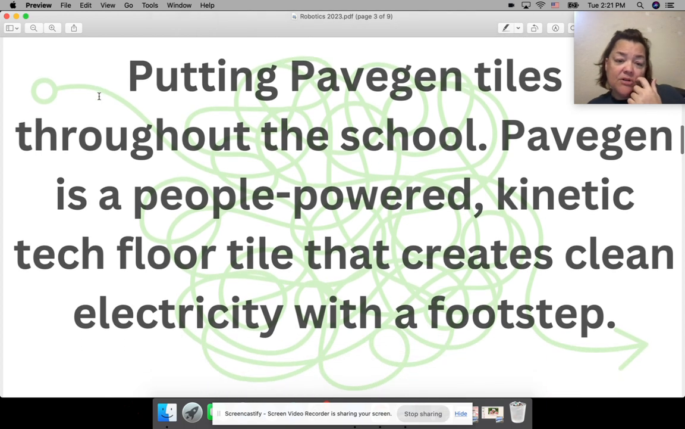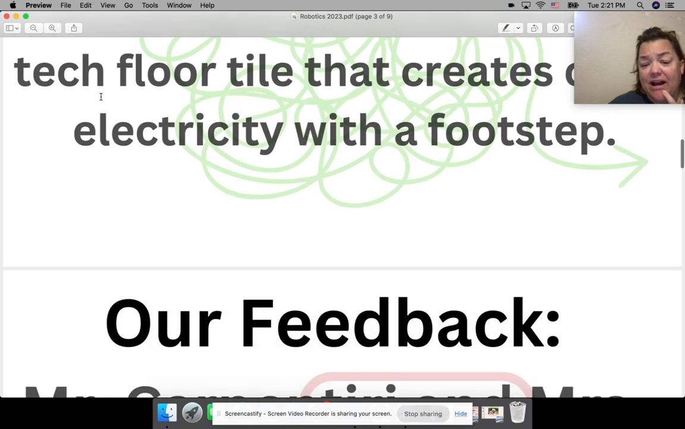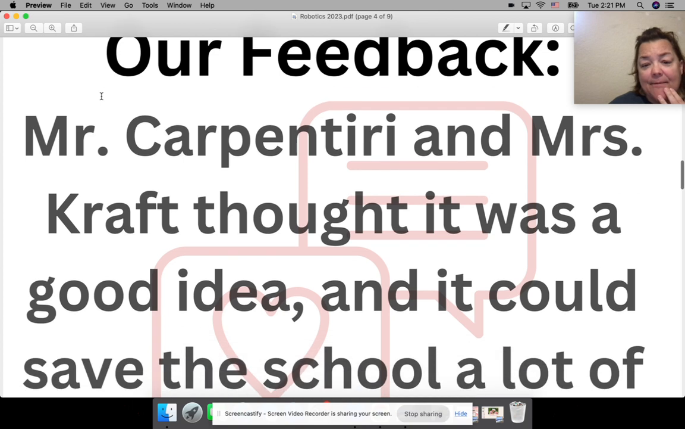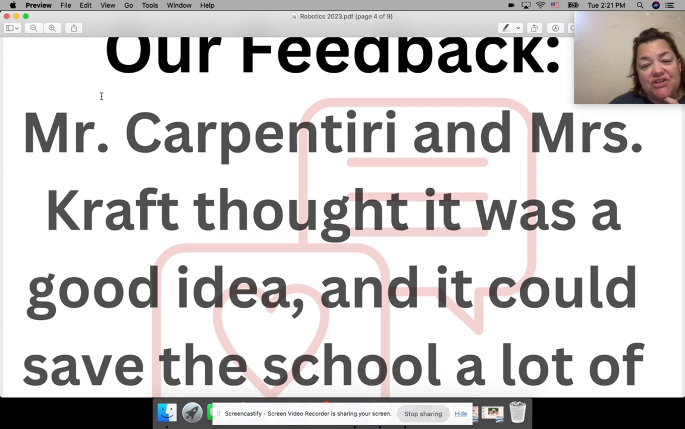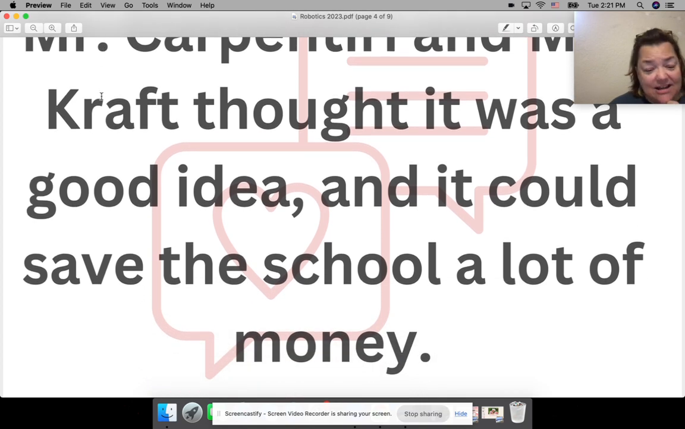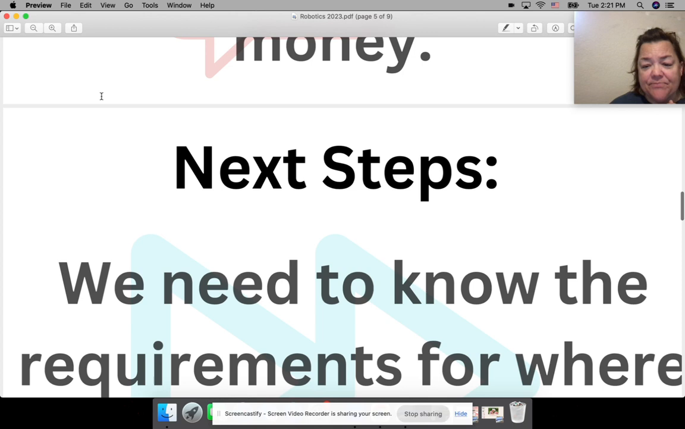And a Pavagen panel, you put it on the ground, and as people walk over it, the Pavagen panels kind of take the movements and turn those into electricity. We found that they've used them in Dubai in the airport there. So we contacted our chief academic officer and our head of curriculum for lower school and shared the idea, and they liked the idea. They thought we could save a lot of money.